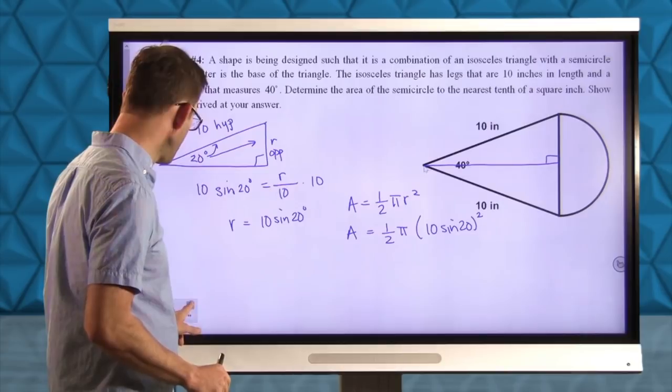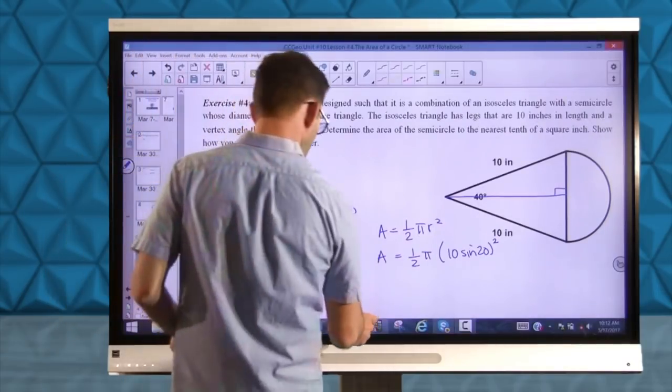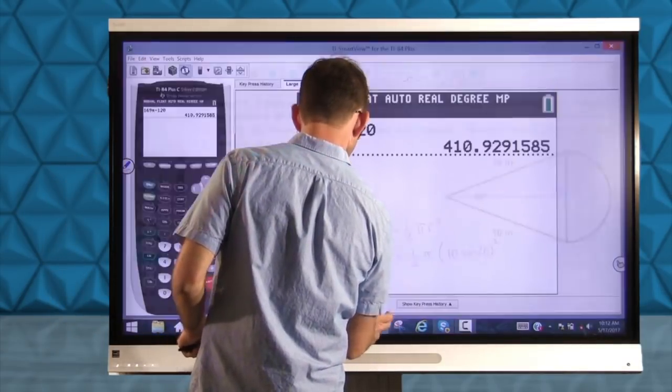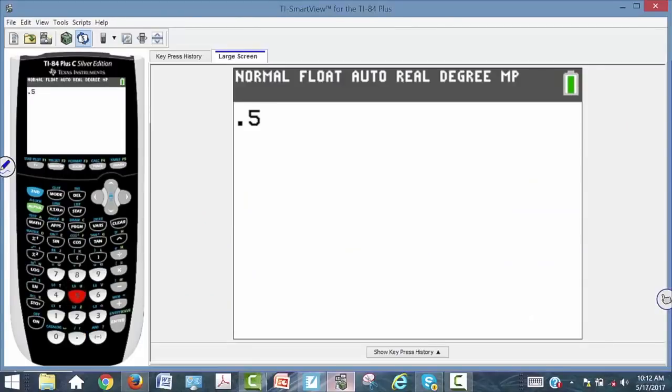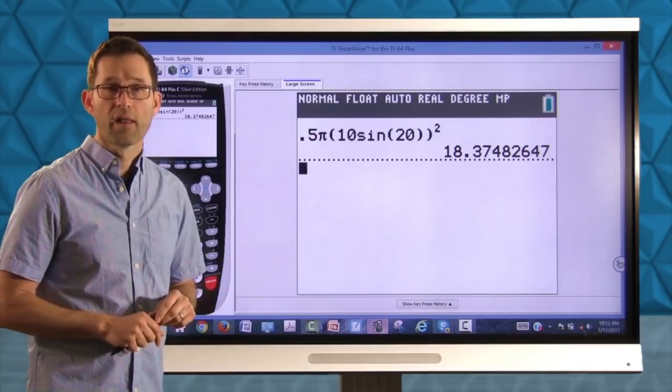Let's take a look. 1/2 pi times 10 sine 20 squared. We'll use 0.5 times pi times 10 times the sine of 20. Here's where you have to be good about parentheses. Squared. There it is. Enter. And there's my final area.